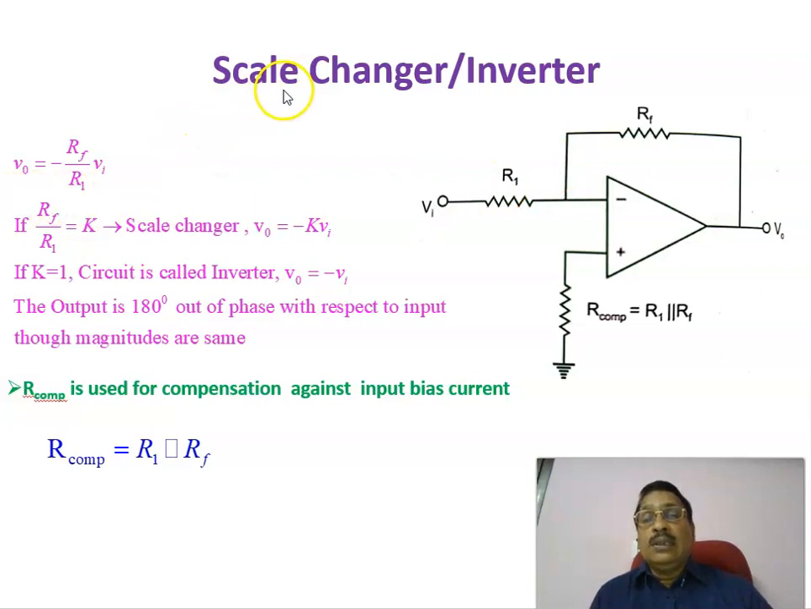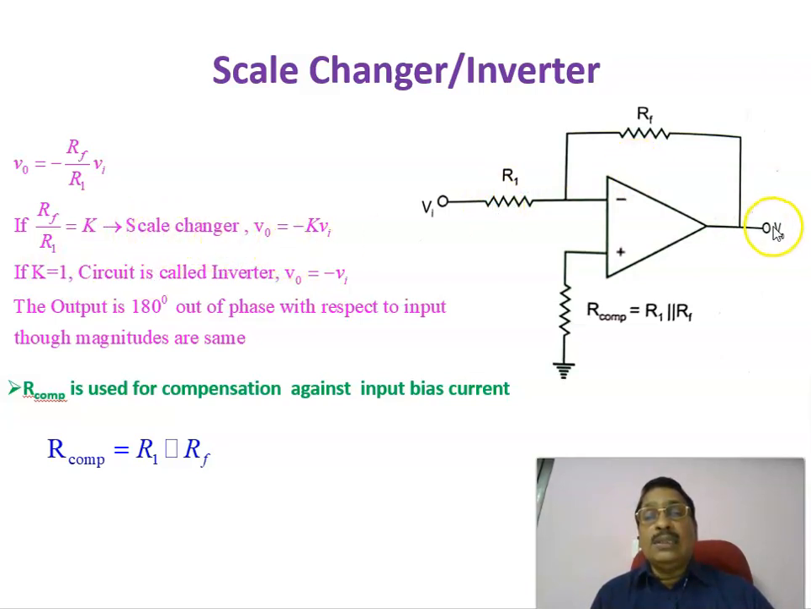Coming to the inverting configuration, this is an inverter amplifier configuration. The gain of the inverting amplifier configuration is given by minus RF divided by R1, or the output voltage is given by minus RF divided by R1 times the input voltage. Now, if you make RF divided by R1 equal to a constant K, that's called a scale changer.